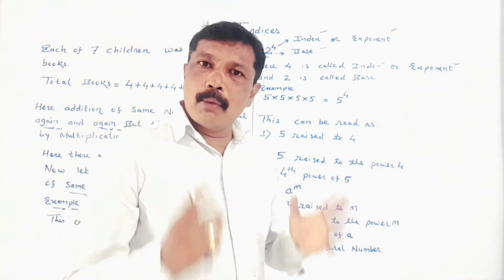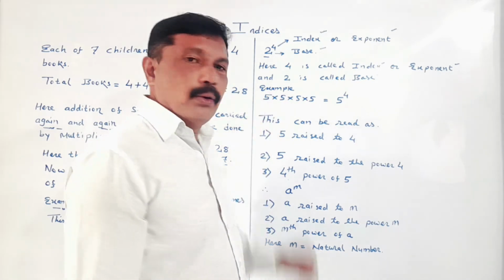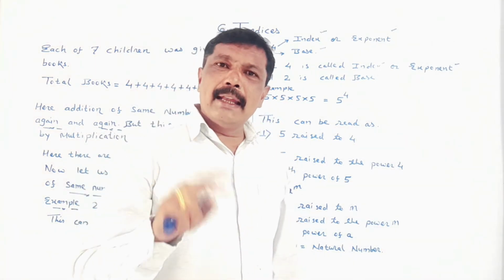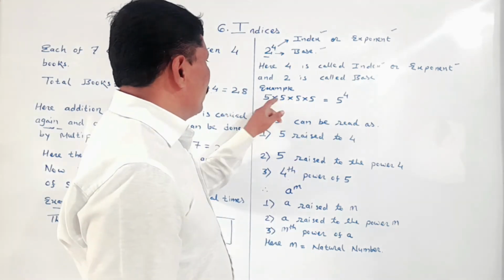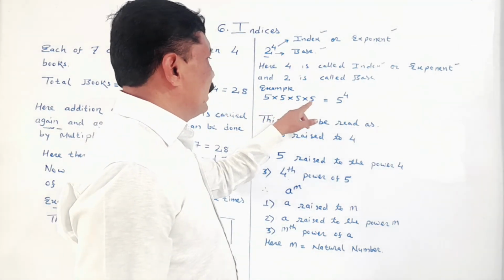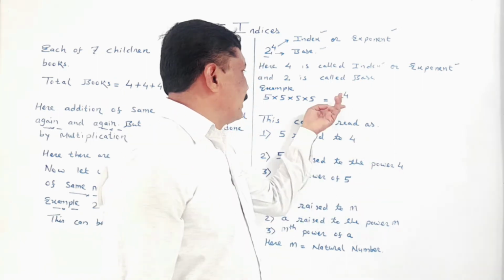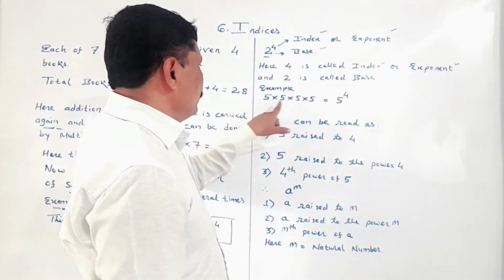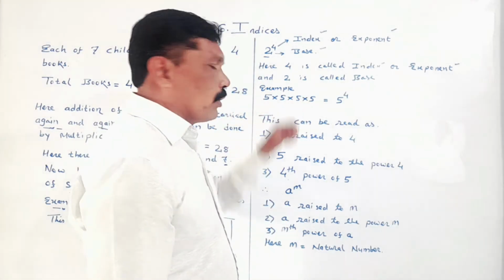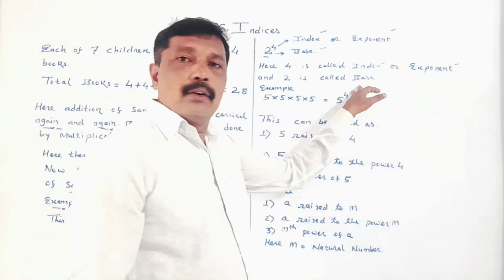Let's take one more example. Here, my dear student, we have taken 5 and multiplied 5 again and again with itself. So we have written 5 into 5 into 5 into 5. 5 is multiplied again and again. How many times is 5 multiplied? 1, 2, 3, 4. 5 is multiplied 4 times. So above 5 you will write 4.